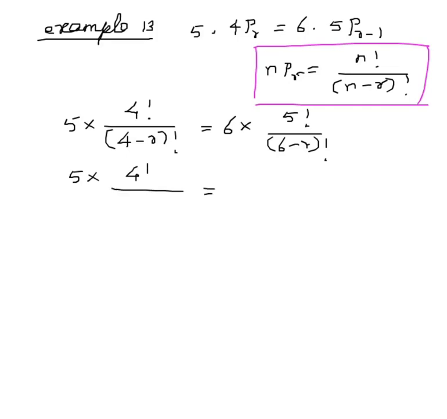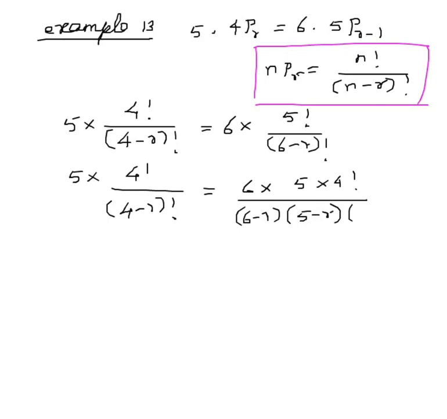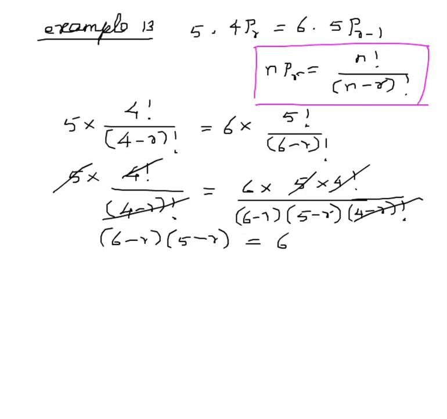4 factorial divided by... 5 factorial can be written as 5 times 4 factorial. Compare these two numbers, 4 minus r and 6 minus r. The bigger number is 6 minus r. So I can write (6 minus r) factorial as (6 minus r) times, 1 lesser than this is (5 minus r), 1 lesser than this is (4 minus r) factorial will remain. Five also could be cancelled. Cross multiply. (6 minus r) times (5 minus r) is equal to 6.